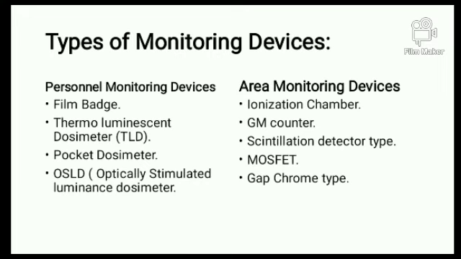Next, coming to the various types of monitoring devices, we divide them into two types: personal monitoring, meaning self, and area monitoring, meaning the entire area. For personal monitoring, we first had the film badge, then the TLD badge. For instantaneous doses, we have the pocket dosimeter, which gives you the instant dose of radiation. And newly we have the OSLD, optically stimulated luminescence dosimeter.